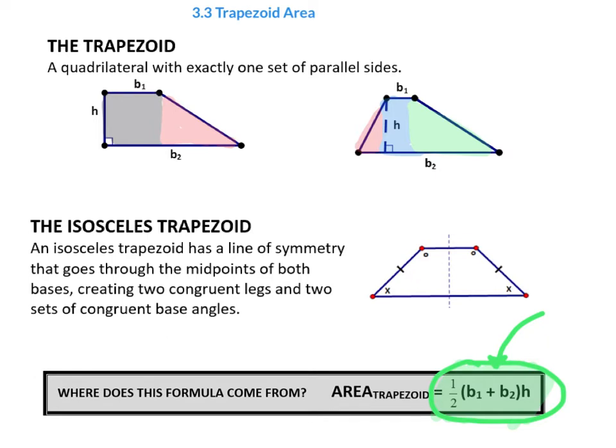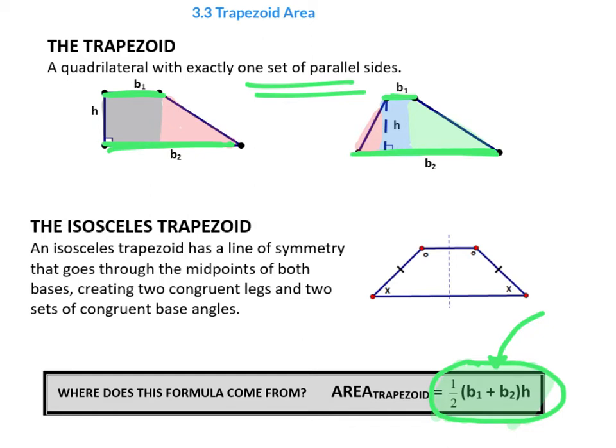I also just want to say, what is a trapezoid? It is a quadrilateral that has exactly one set of parallel sides. So it's not a parallelogram, it is a trapezoid. There is one set of parallel sides.